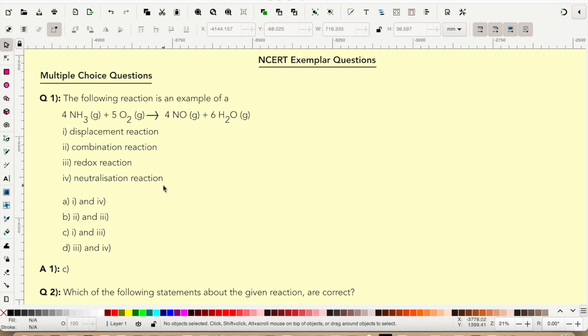Fourth one is neutralization reaction. It cannot be neutralization reaction because in neutralization reaction, one acid reacts with one base to form salt and water. That is not the case here. So the correct options are 1 and 3. And the correct option is C, which says 1 and 3 are correct statements.